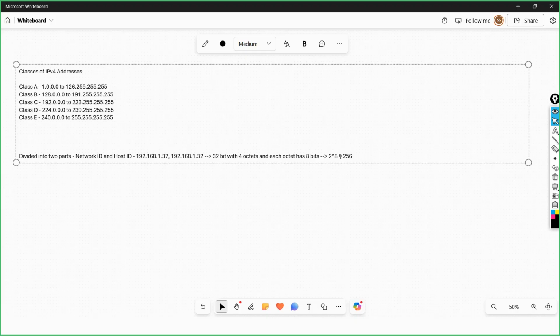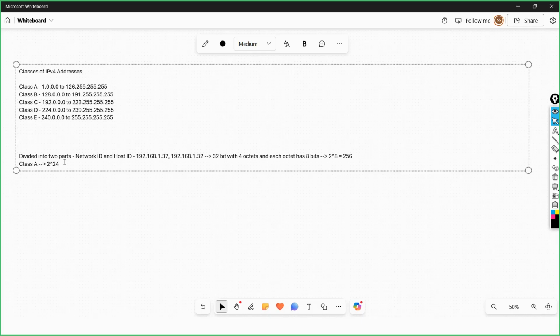Now similarly, if you see the class A address, the first octet represents the network and the remaining 3 octets represent the host ID. If you want to know how many host addresses there will be in class A, it will be 2 raised to 24, because the first 8 bits represent the network ID and the rest, 8 plus 8 plus 8, 24 bits, represent the host ID.